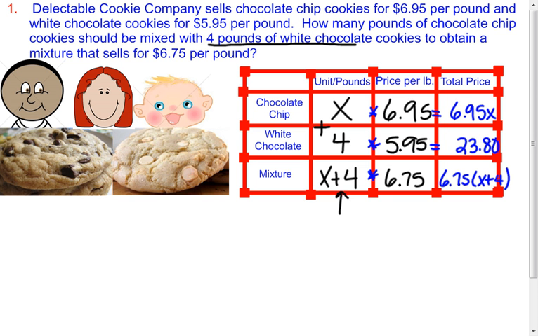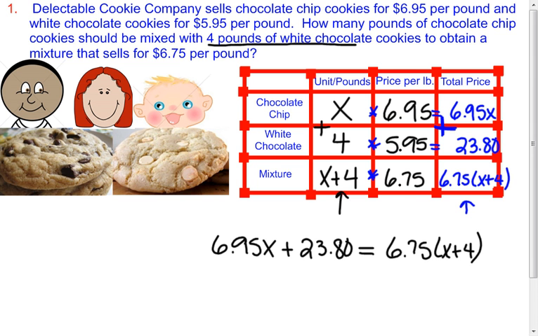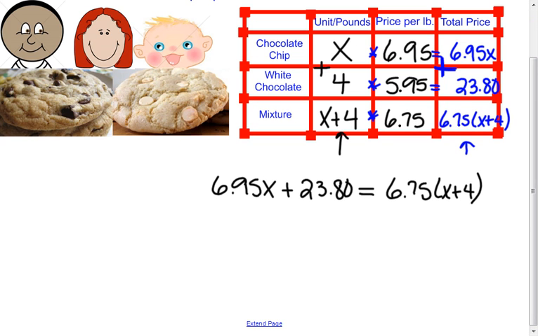To get this row, you are also going to add those two total prices, the chocolate chip total price and the white chocolate total price, to get a mixture total price. So I will take that top right box, which is 6.95x, and add the 23.80 to it, to equal my mixture's total price. Once you get to this point, the worst is over and all you need to do is solve.